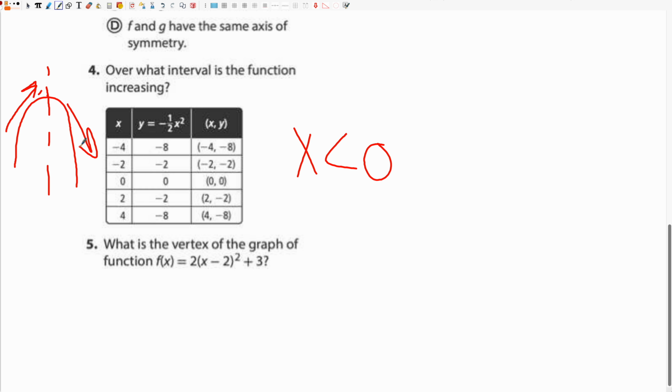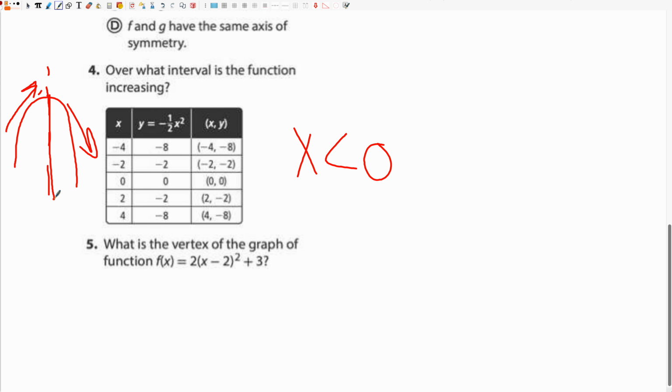I don't know how else to say it. This is your axis of symmetry. It's going up when it goes this direction. It's going down when it goes that direction. What value is this? This is the y-intercept, so it's 0.